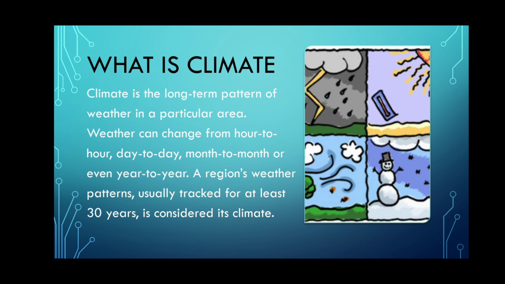What is climate? Climate is the long-term pattern of weather in a particular area. Weather can change from hour to hour, day to day, month to month, or even year to year. A region's weather patterns, usually tracked for at least 30 years, is considered its climate.